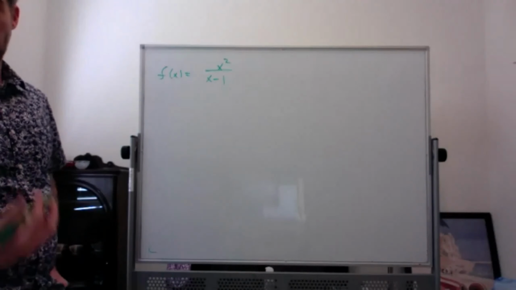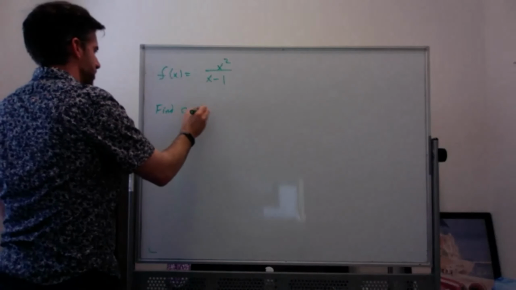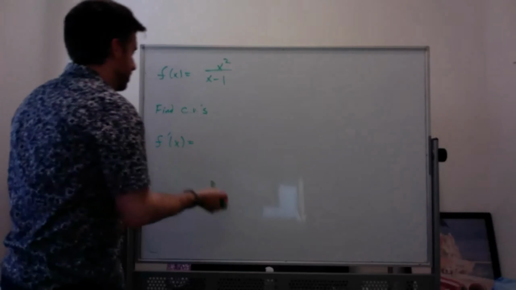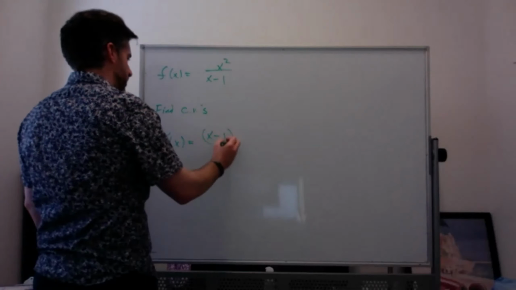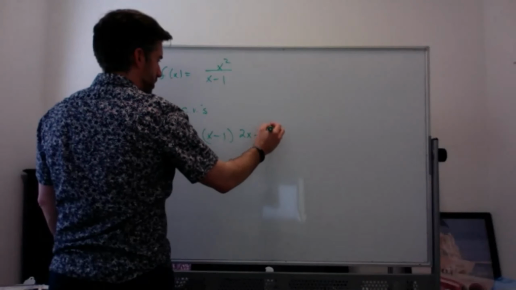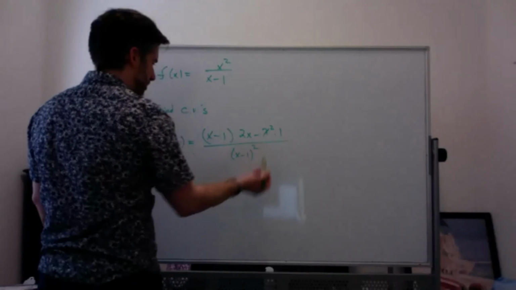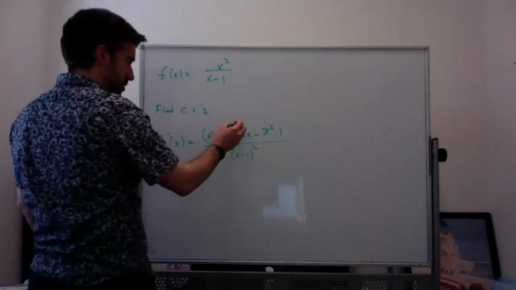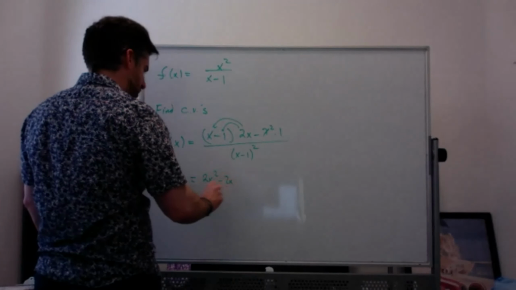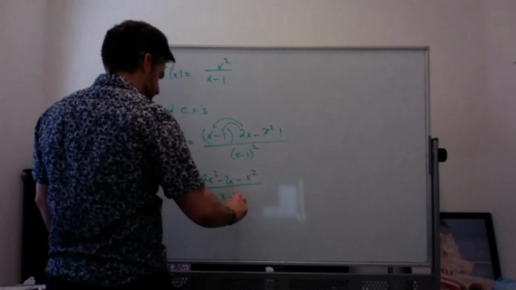Now I want to find the critical values. So I take the derivative. I'm going to see where it's 0 or undefined. Take the bottom times the derivative of the top, which is 2x, minus the top, x squared, times the derivative of the bottom, which is 1, all over the bottom squared. So distributing here, I get 2x squared minus 2x minus an x squared all over x minus 1 squared.